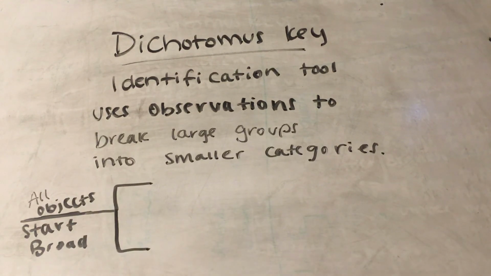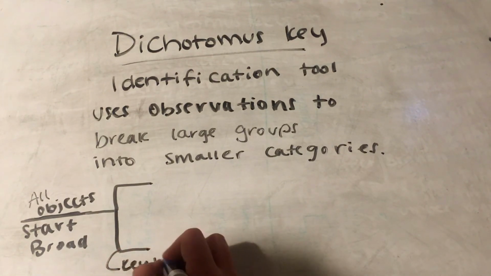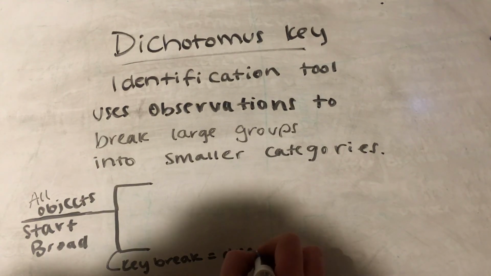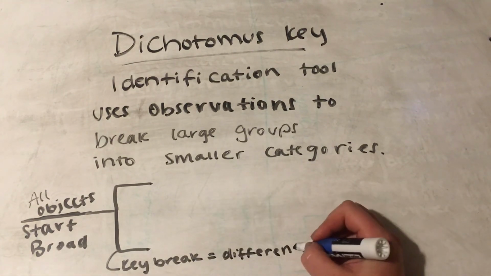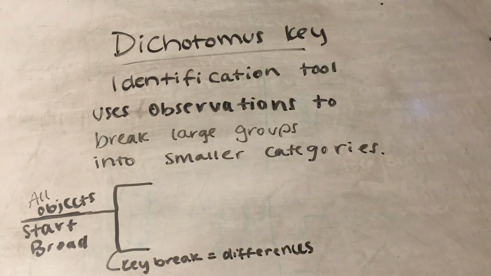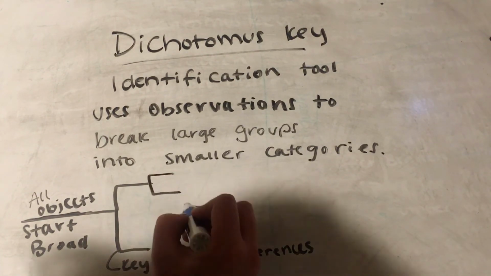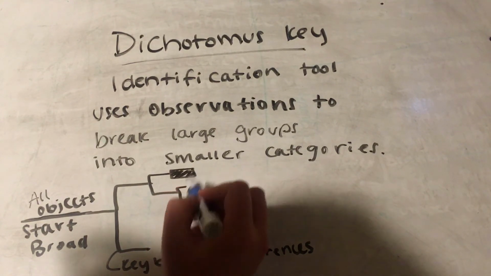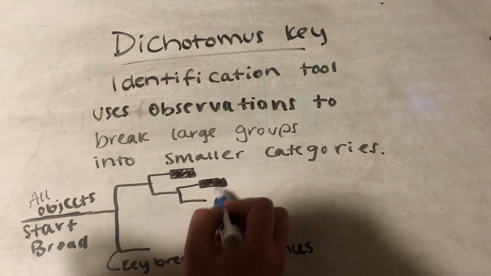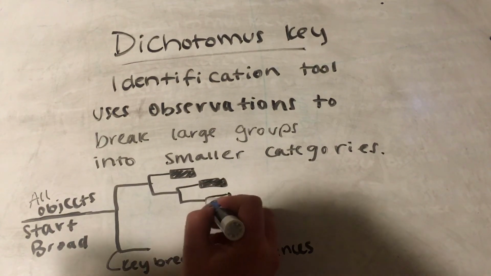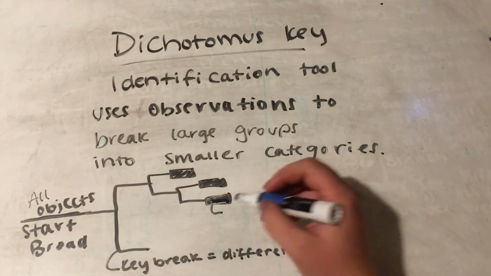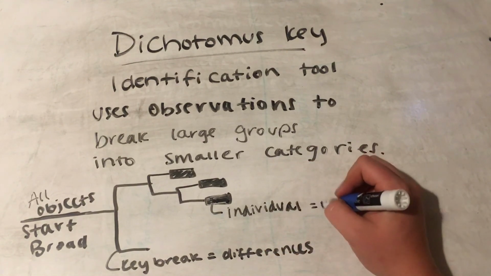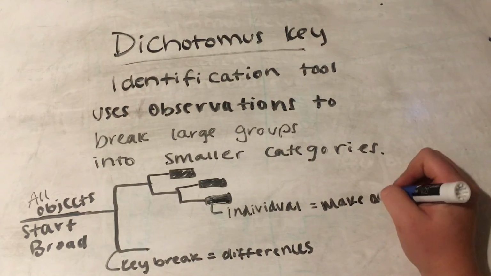Now we can begin to divide our large group of objects into smaller categories using what's called a key break. A key break will outline our breaking into different categories. These categories will be based on differences that we observe from whatever objects that we are using in our key. We will continue making these key breaks into smaller and smaller categories until there is only one individual item in each group. This is outlined right now by the black boxes. Once we have a group that is small enough where it's one object, we can then make an identification.